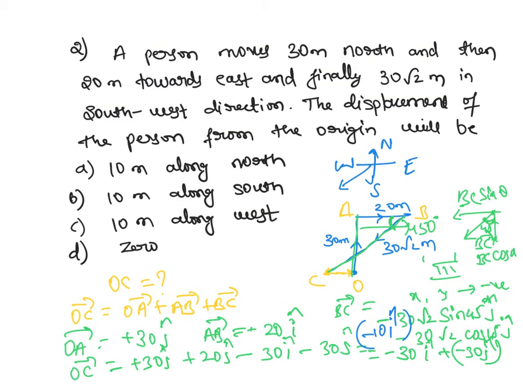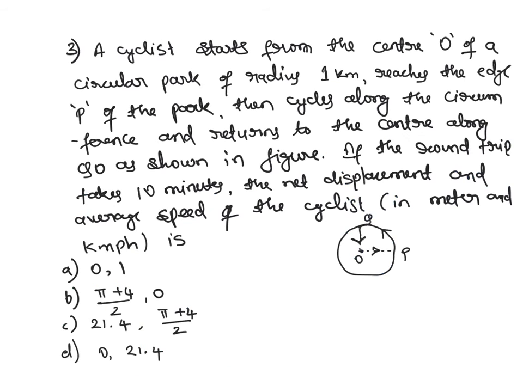Minus 10 i cap, in the sense how much? OC is equal to 10 meter along which direction? This direction, right? It is west, 10 meter west. So that's why option C is the right answer for this question. This is how you can solve the direction based questions on motion in one dimension. Okay, so look at the next problem.